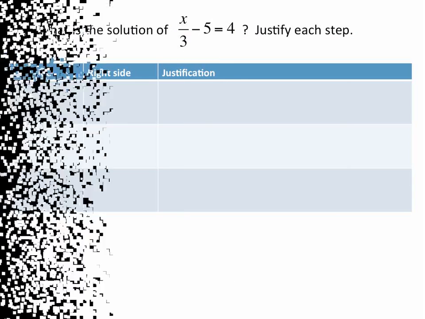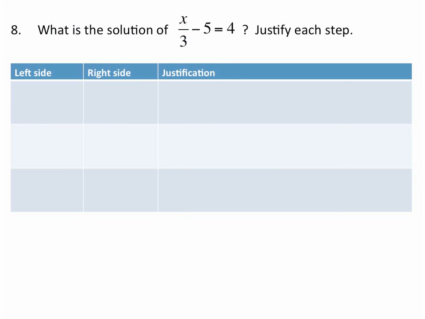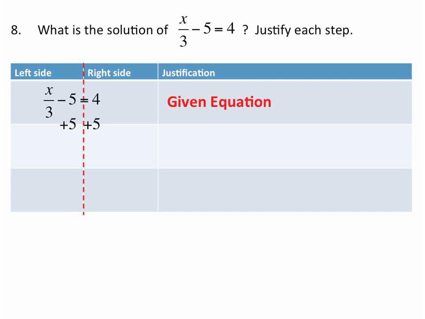One more look at an example like that. I got x over 3 minus 5 equals 4. And they want me to justify each step. So again, I always like to split that thing in half. Remind myself whatever I do on the left side of the fence, I got to do on the right side of the fence. There's my given equation. I'm going to add 5 to both sides. And I'd wind up with x over 3 equals 9. I added 5 to both sides to get there. I'm going to multiply both sides by 3, and I would get x equals 27.